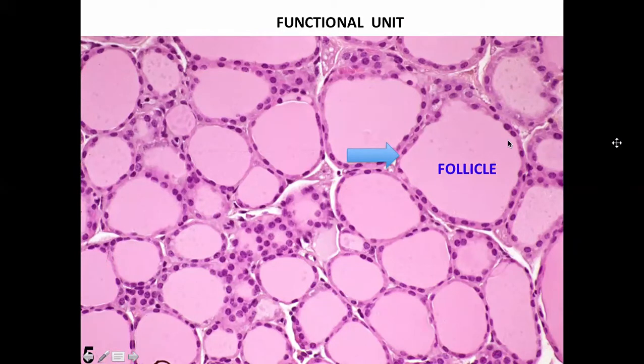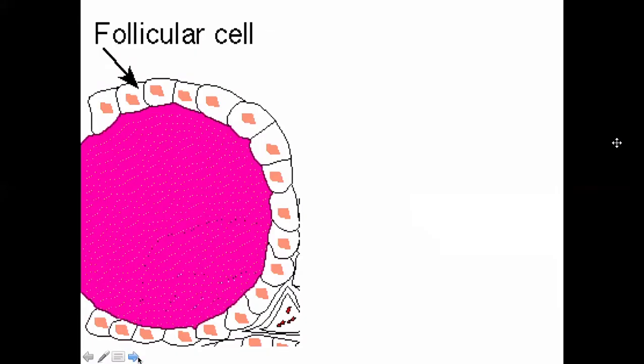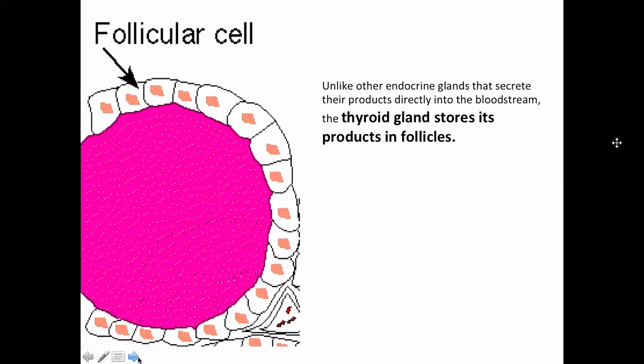The follicle is lined by cuboidal epithelium, cells called the follicular cells. These are your follicular cells, or the principal cells, or the thyrocytes. They are the ones who produce your thyroid hormones, the T3 and T4.